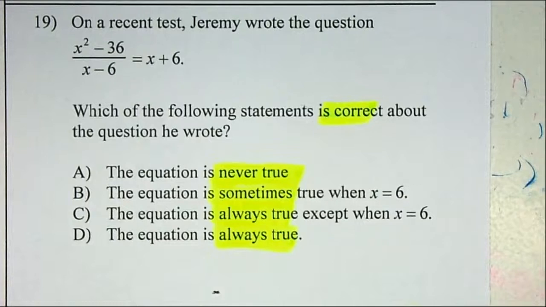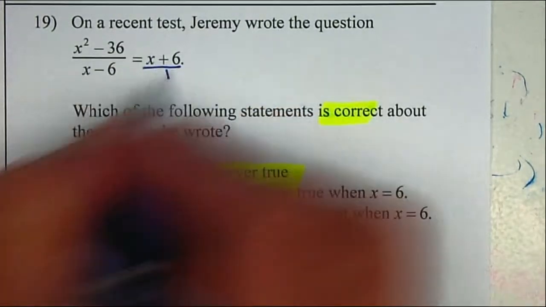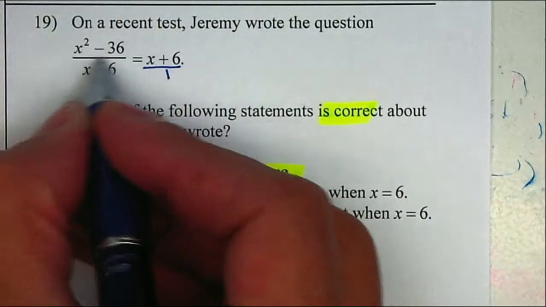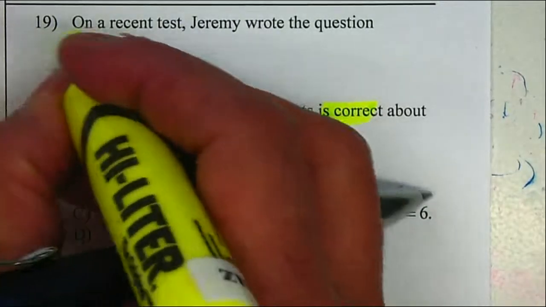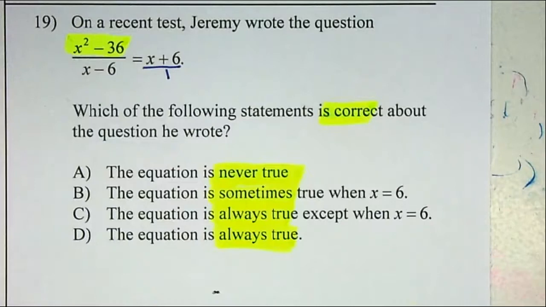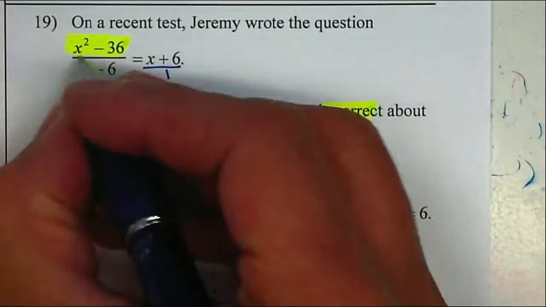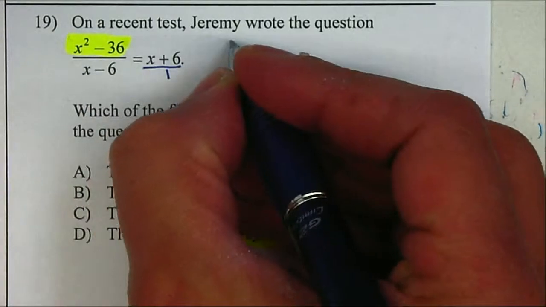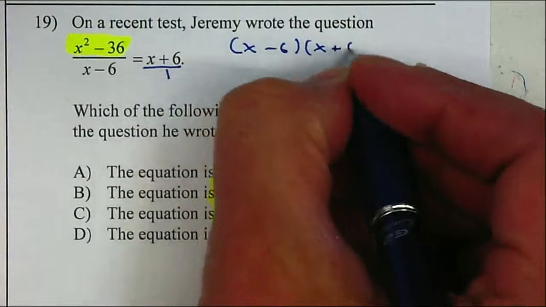Now there's two ways that you can solve it. You can place it over 1 and cross multiply. Or if you notice, I should be able to simplify or factor my numerator. So I can factor my numerator. So instead of cross multiply, I'm just going to factor my x squared minus 36, because that will be the difference of two squares. x minus 6, x plus 6.